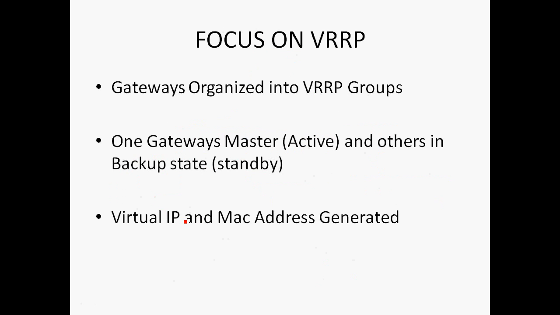Okay, next, focus on VRRP. The second flavor of first hop redundancy protocol is Virtual Router Redundancy Protocol. Here also gateways are organized into VRRP groups. One gateway is the master and the others are in backup state. That means in HSRP one gateway is in active state.